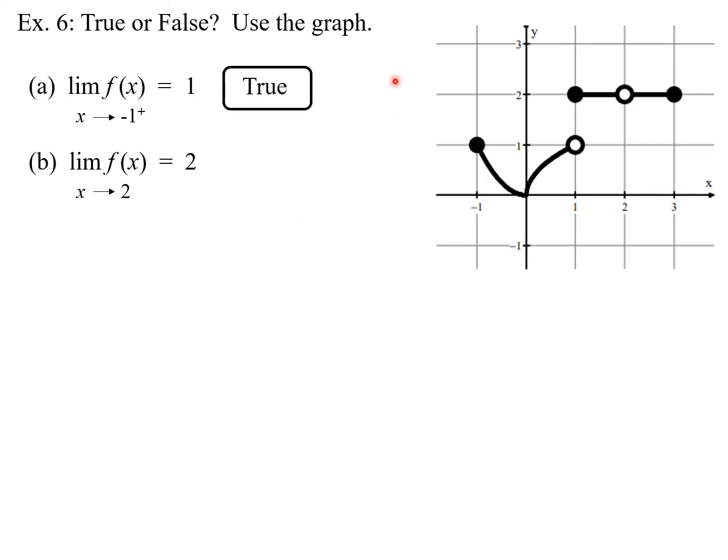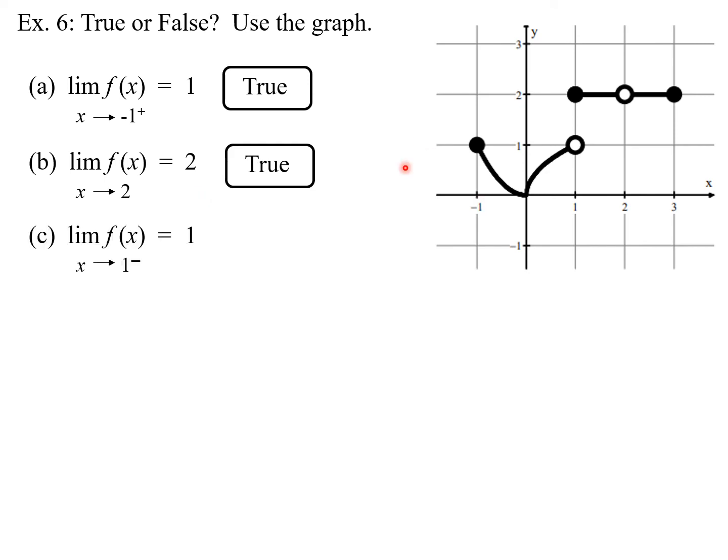All right. What about this one? Pause. Okay, the limit as x approaches 2. That's not a one-sided limit. That's just a limit, so I've got to get to the same value. From the left, it goes there. From the right, it goes there. It approaches the same value, and the value is 2. And so that makes that statement true.